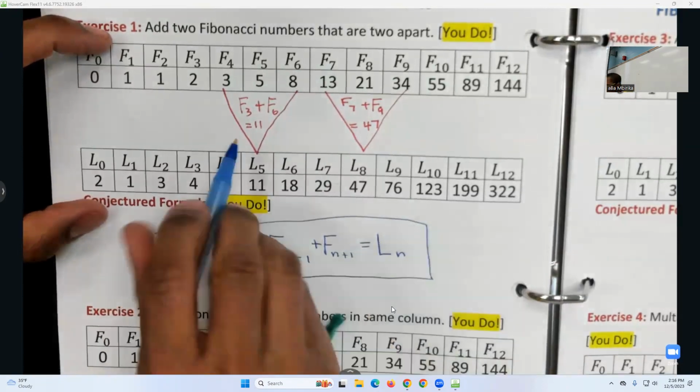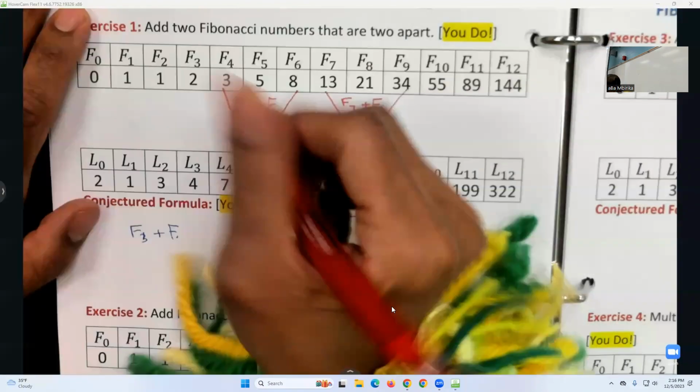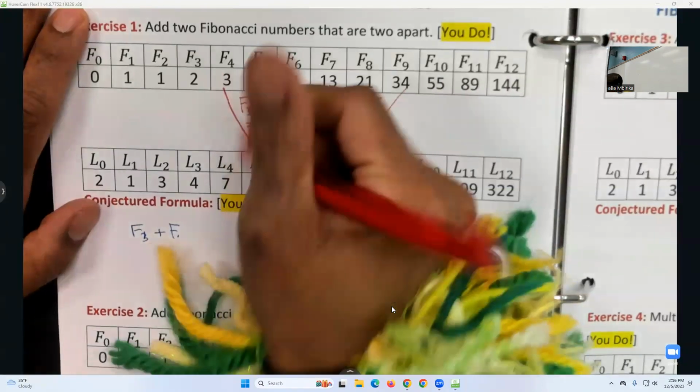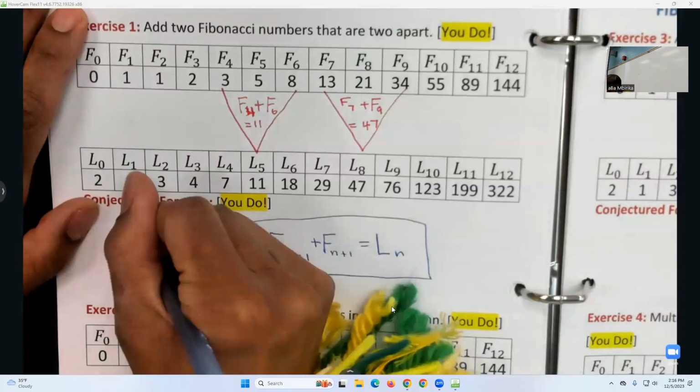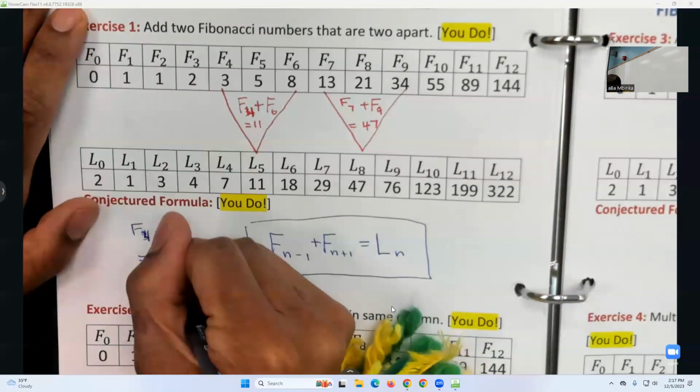F4. Wait, I have a typo up here. That should be F4. What's going on? Some people just tell me when there's typos. So F4 plus F6 equals L5.